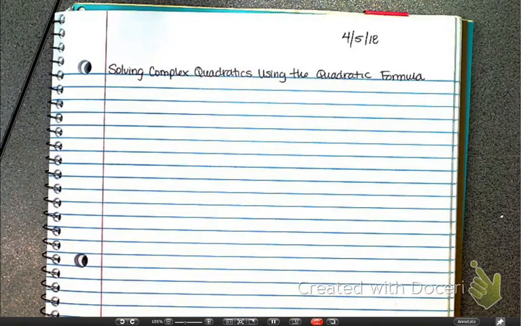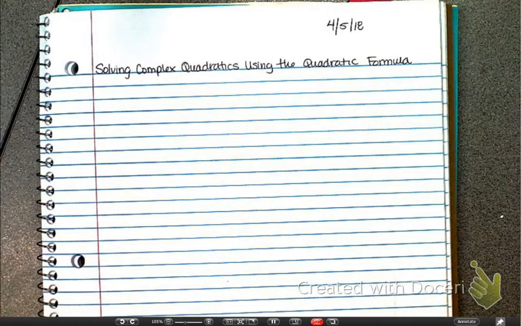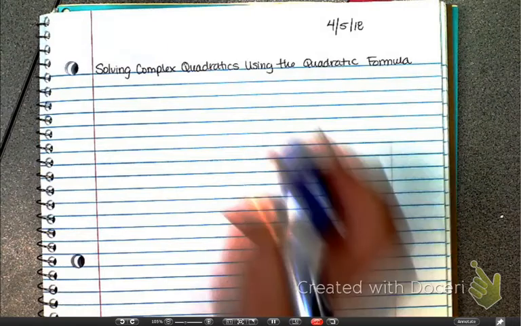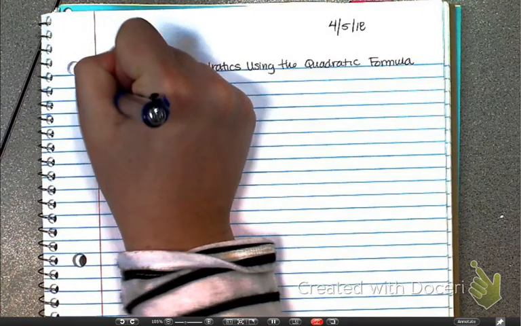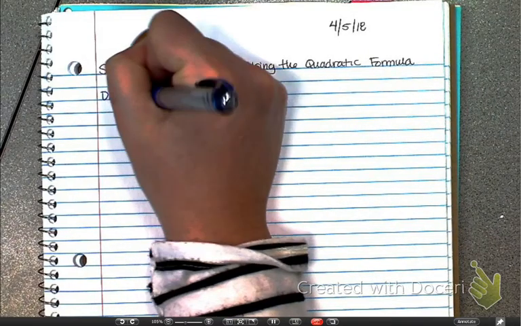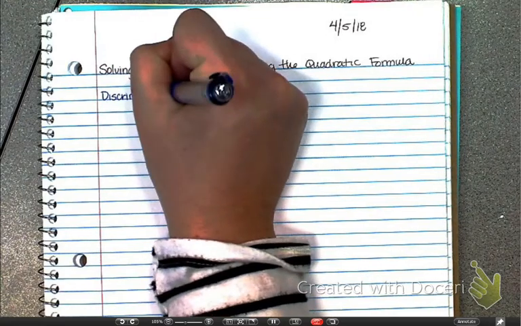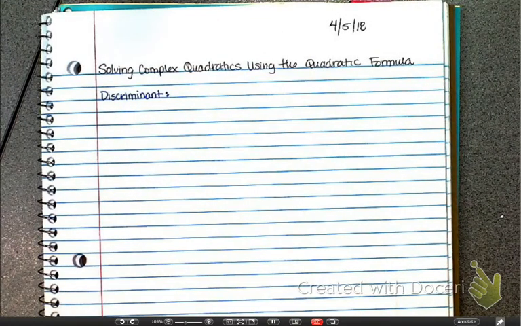Okay, so we're going to deal with the quadratic formula, but before we talk about the quadratic formula, I want to talk about the discriminant again, just as a reminder. Who remembers what the discriminant is?